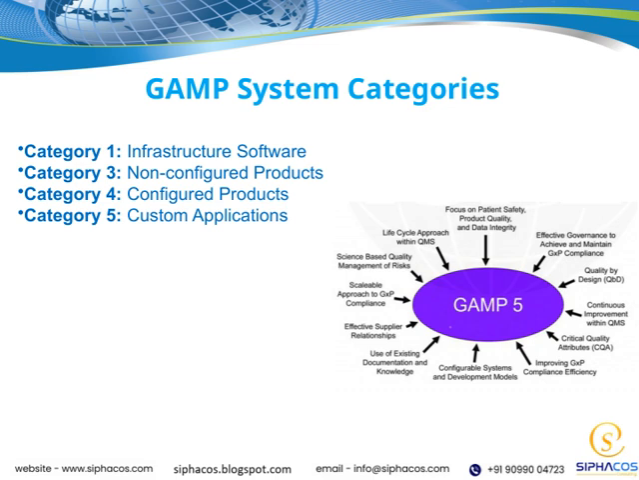Finally, Category 5 covers custom applications. These are tailor-made solutions developed specifically for our organization's unique requirements. They offer the highest level of customization, but also require rigorous validation and testing to ensure they meet regulatory standards.